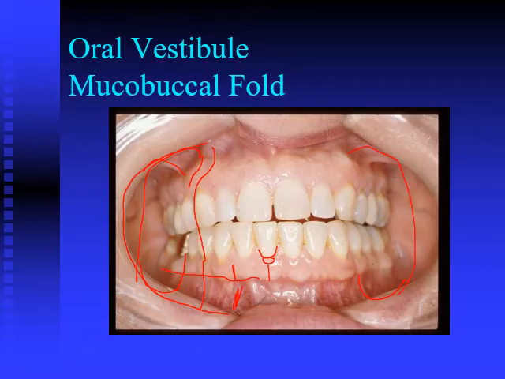So the oral vestibule is that area that's outlined by the cheek, the internal portions of the cheek, and the outer portions then, of course, of the alveolus and the enamel and the buccal surfaces of the teeth.